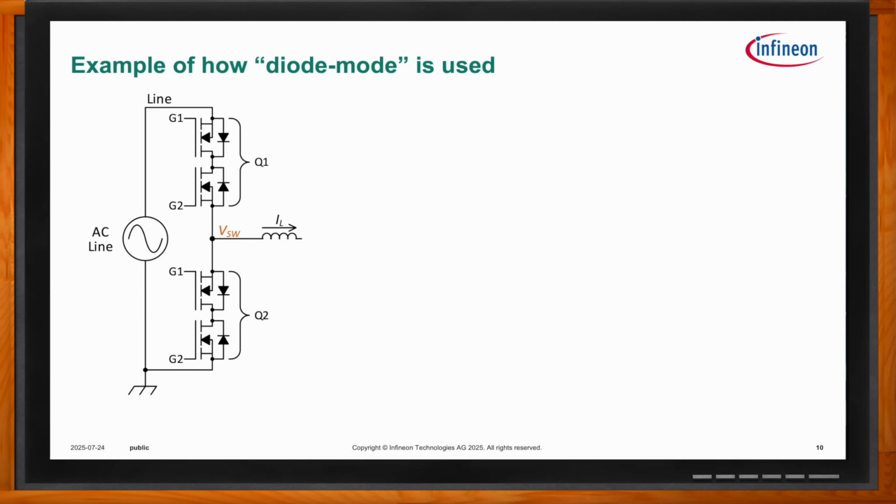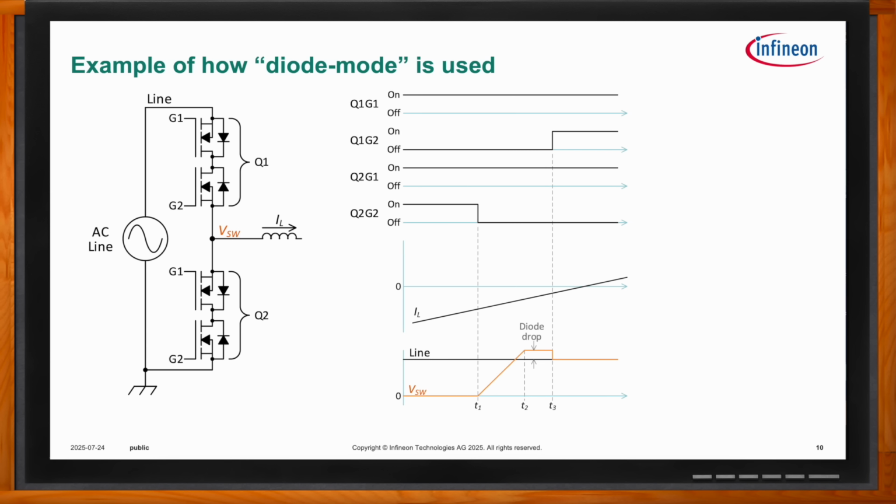Imagine this example, and this could be from the resonant converter we looked at previously, the cycloconverter, which uses a half bridge exactly like this. So let's assume in the timing diagram on the right, at the beginning of time, I have Q2 on. If we start at the top, Q1 G1 is on, Q1 G2 is off, Q2 G1 is on, Q2 G2 is on. So everything's on except Q1 G2.